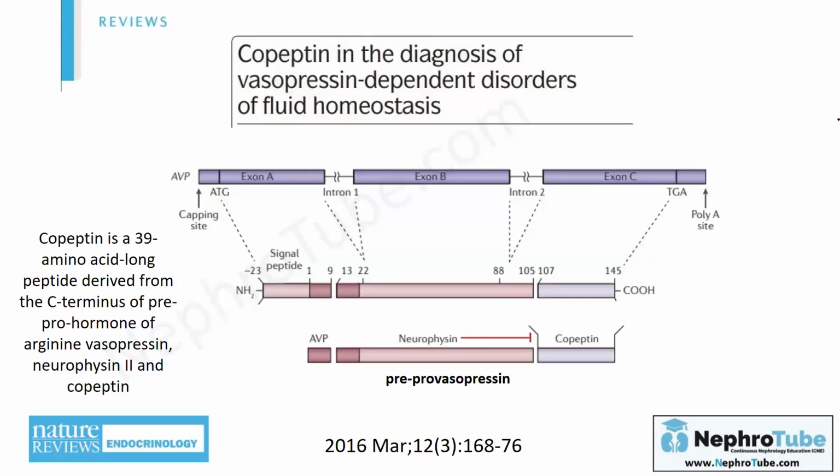Rapid enumeration, copeptin. Copeptin is a 39 amino acid long peptide, which is derived from the C-terminal of pre-vasopressin. Pre-vasopressin is the pre-hormone of vasopressin. So measuring of the copeptin may reflect the level of vasopressin.